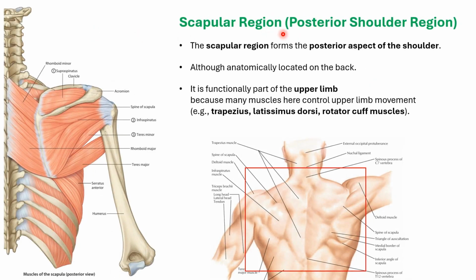Scapular region, also called posterior shoulder region. The scapular region forms the posterior aspect of the shoulder. Although anatomically located on the back, it is functionally part of the upper limb because many muscles here control upper limb movement. Examples are trapezius, latissimus dorsi, and rotator cuff muscles.